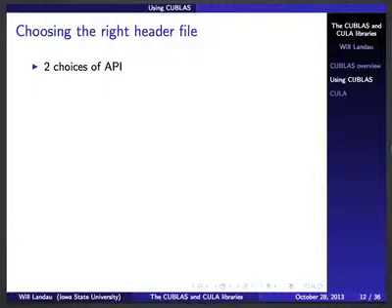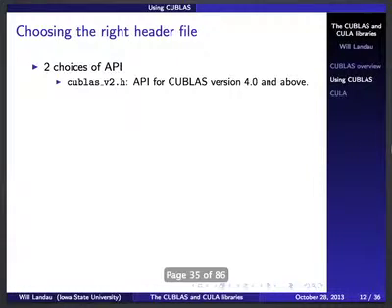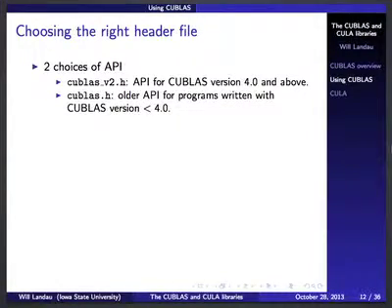And then there's this issue of choosing the right API. There are two APIs, a newer header and an older header, for versions 4.0 and above and less than 4.0. Know what version you're using and choose the right header. Use the version 2 CUBLAS header for CUBLAS version 4.0 and above, and just cublas.h for lesser versions.